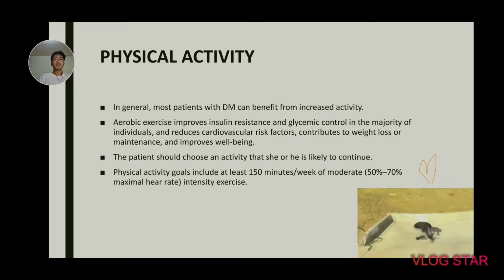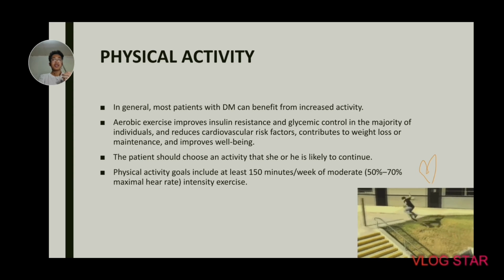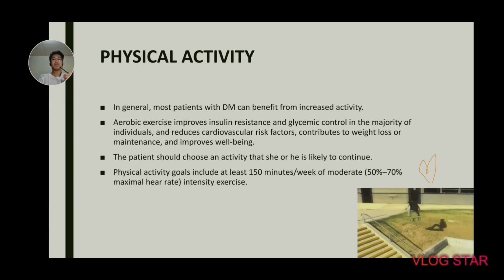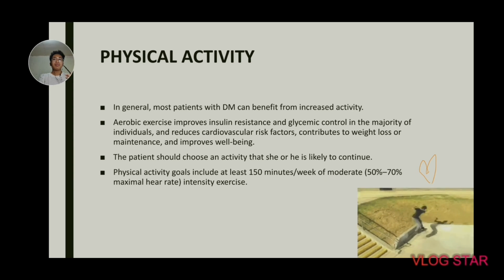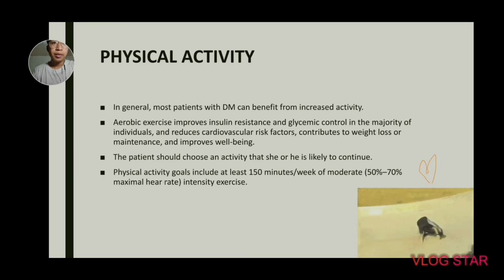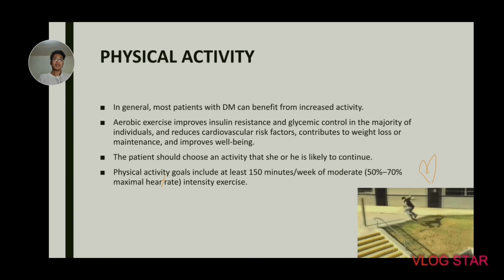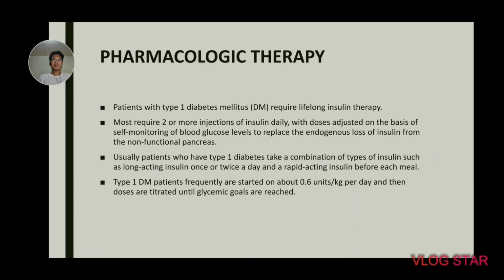Physical activity goals include at least 150 minutes per week of moderate intensity exercise, which is considered to be 50 to 70% of maximal heart rate. Next is pharmacologic therapy. Patients with type 1 diabetes mellitus require lifelong insulin therapy.